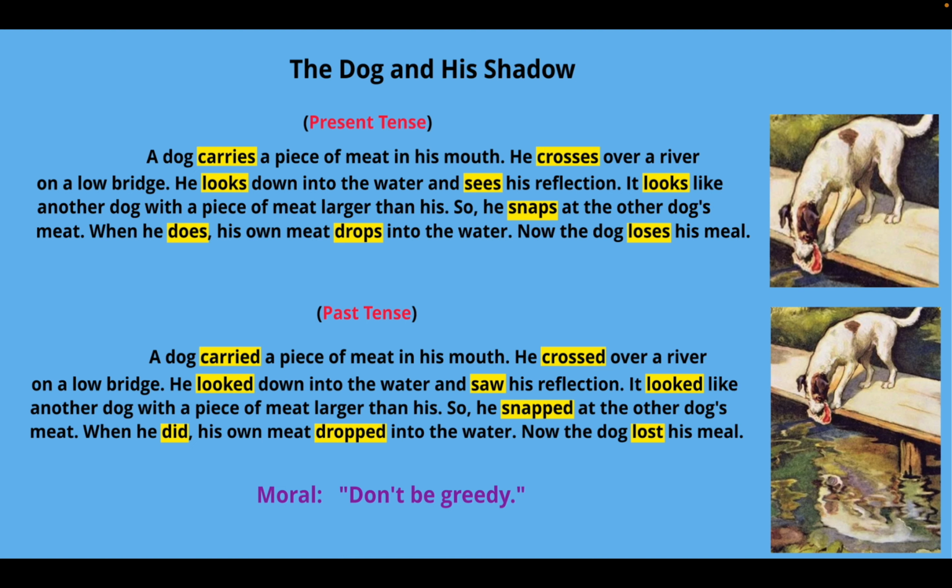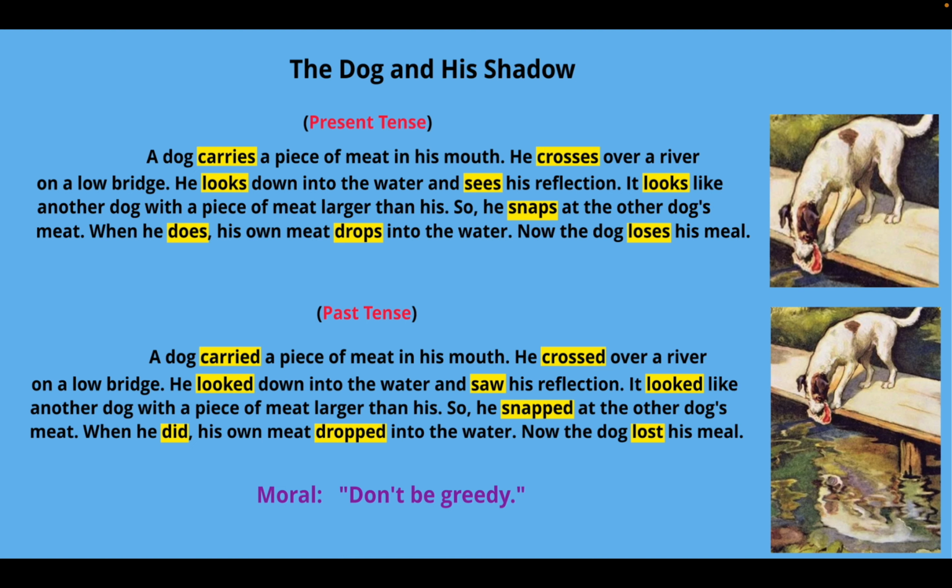A dog carried a piece of meat in his mouth. He crossed over a river on a low bridge. He looked down into the water and saw his reflection. It looked like another dog with a piece of meat larger than his. So he snapped at the other dog's meat. When he did, his own meat dropped into the water. Now the dog lost his meal.